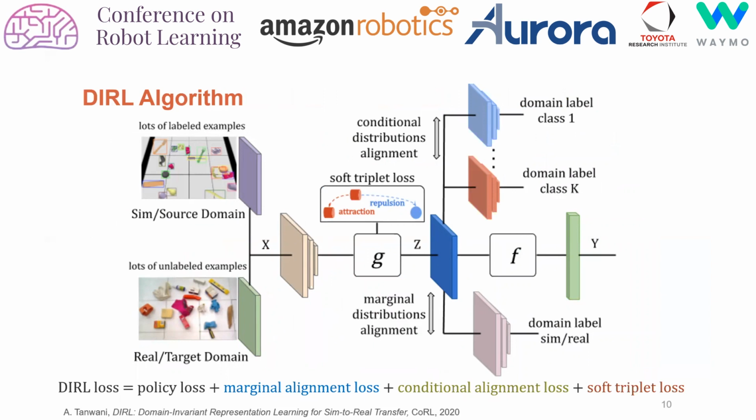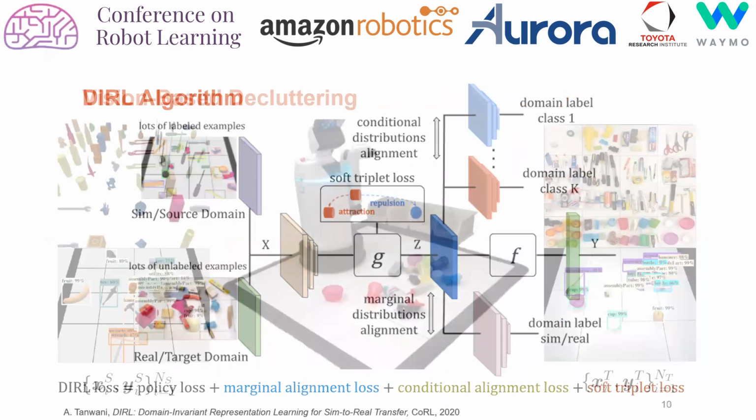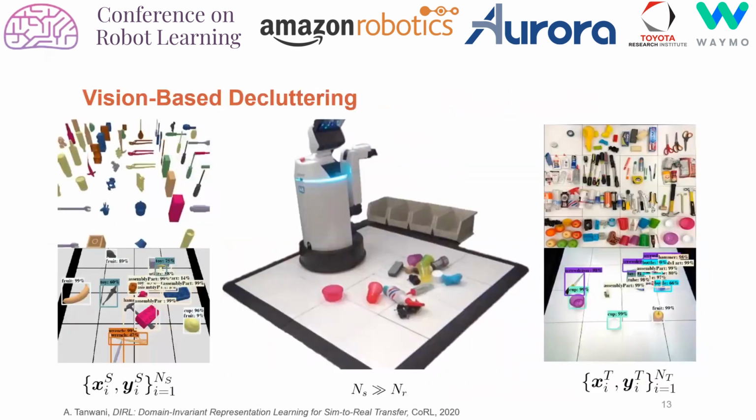The marginal alignment loss is optimized with adversarial learning by using a domain discriminator; the conditional alignment loss is also optimized with adversarial learning for each class separately; and the triplet distribution loss makes the conditional distributions disjoint in the shared feature space. We investigate the feasibility of vision-based decluttering by sim-to-real transfer with the proposed DIRL approach.